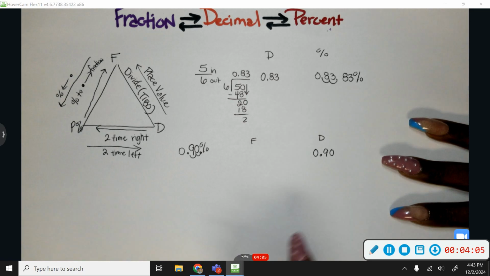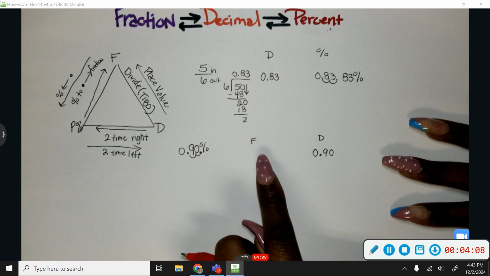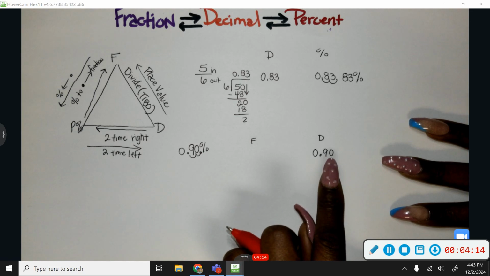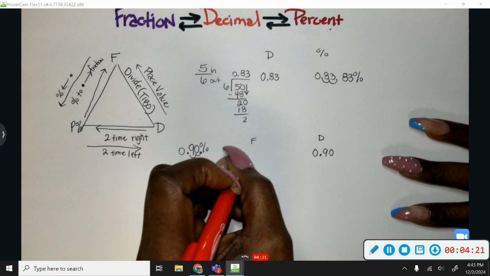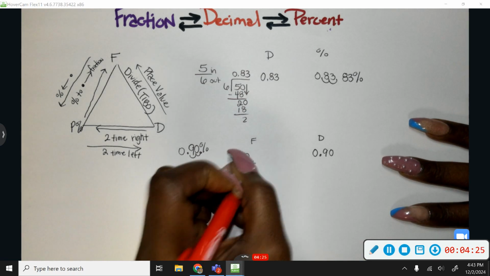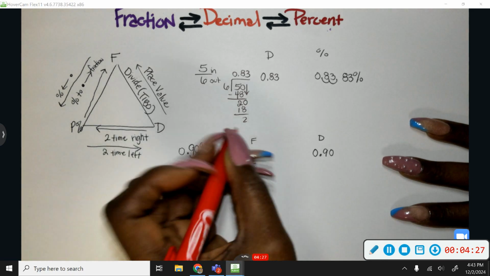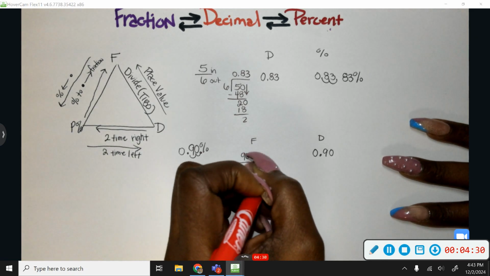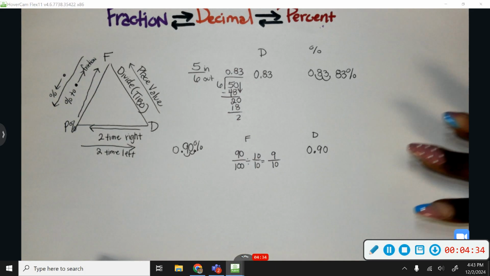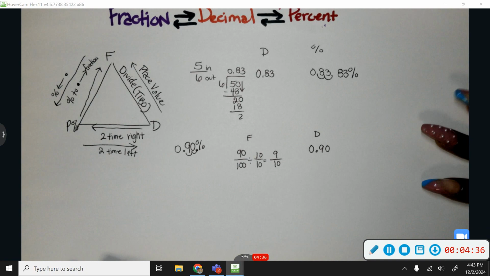Now, in order to turn this into a fraction, I'm going to look at the place value. In this case, I can either use my 9 or my 0, because remember my 0 is a placeholder, but I'm going to just say that it ends in my 100 spot. So 90 over 100, and then I can reduce that down by 10, and I get 9/10. Let's look at one more, and then we'll go over some practice problems.